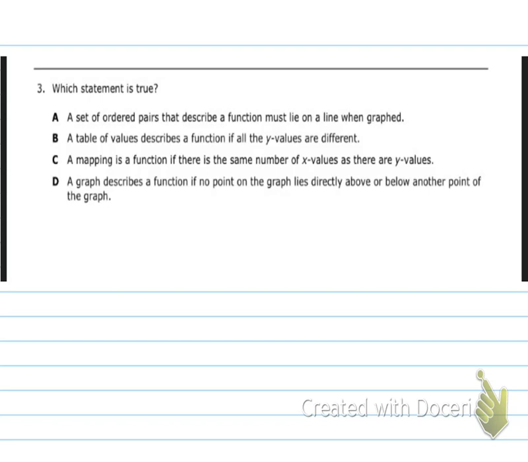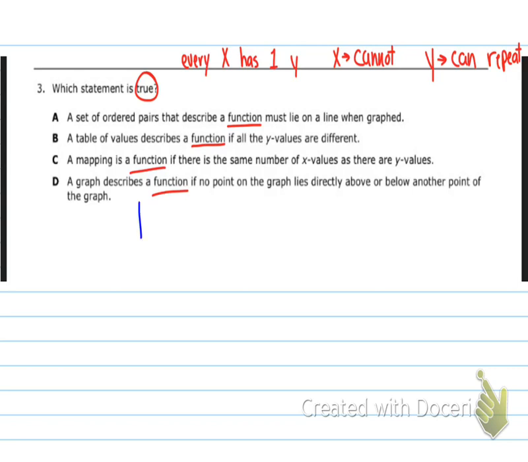All right, so number 3, which statement is true? Notice the keyword is function. So before I start, let's make sure we know what we're supposed to know about functions. Every x kid has only one y mom. And from that, we're supposed to say that x cannot repeat and y can repeat. Okay, so now that I've done that, let's try these. A says the set of ordered pairs that describe a function must lie on a line. So is that true or false?